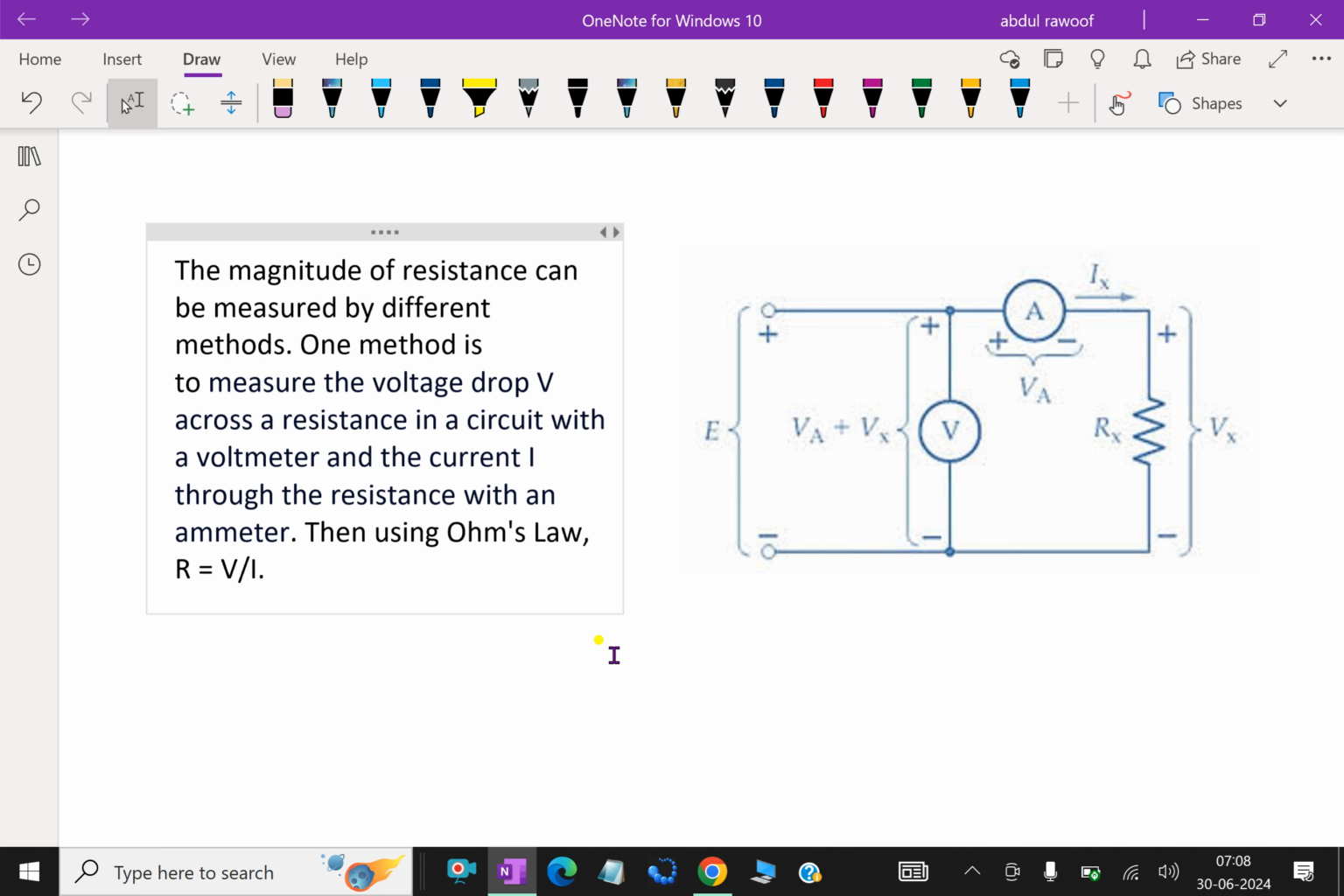A series circuit consisting of the resistance to be measured, an ammeter, and a battery is used. The current is measured by the low resistance ammeter. The potential difference is measured by connecting the terminals of a high resistance voltmeter across the resistance, in parallel with it. The resistance is computed by dividing the voltmeter reading by the ammeter reading according to Ohm's law, that is R equals V over I. If the exact value of the resistance is required, the resistances of the voltmeter and ammeter must be considered as part of the circuit.